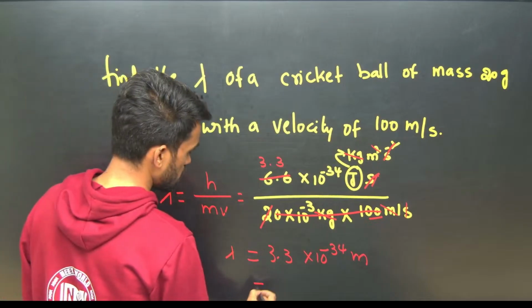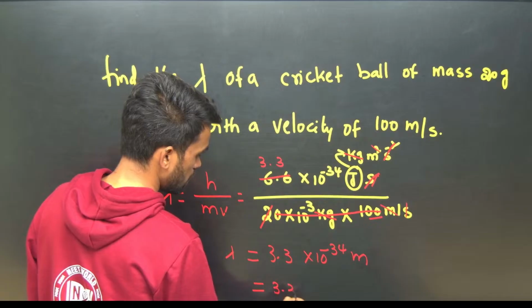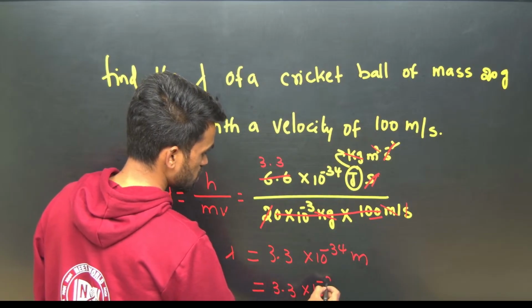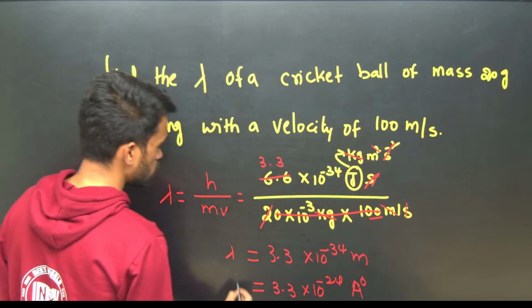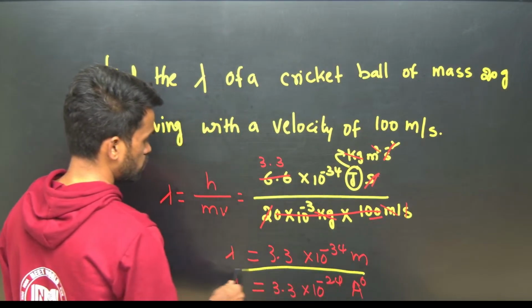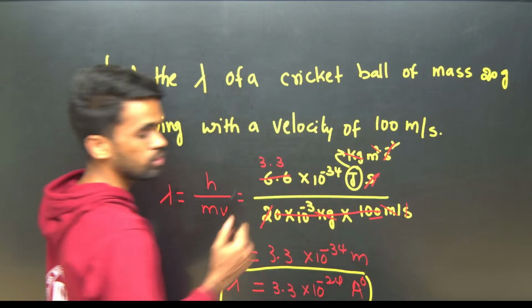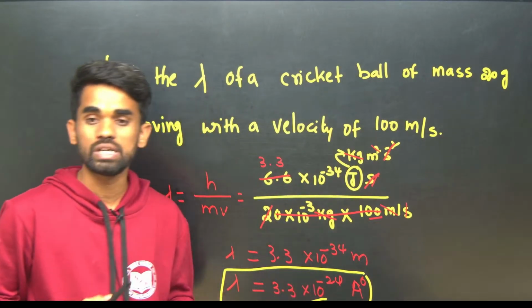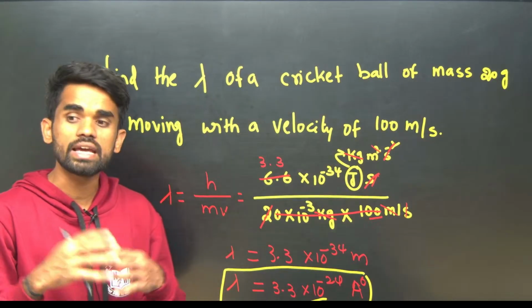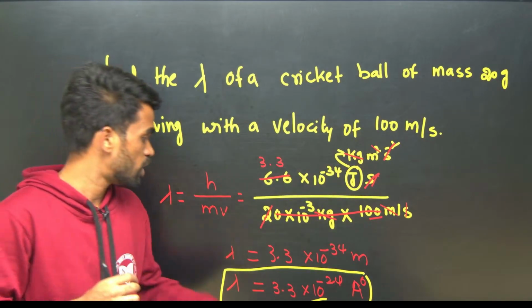You can also write this value as 3.3 into 10 power minus 24 angstroms. This is also a very small value. Angstrom itself is a small unit, and it is multiplied again with 10 power minus 24. The value is almost negligible. That's what we have discussed.